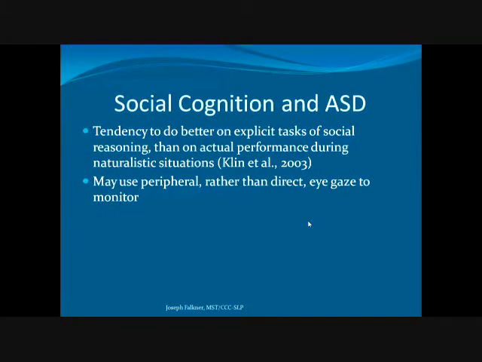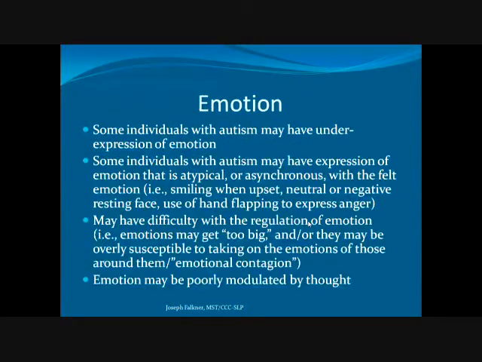And then there may be a preference for peripheral rather than direct eye gaze. And this can be very complex when we're trying to figure out, is somebody paying attention to what we're saying? And so we need to look for cues, and we need to actually check for comprehension to make sure that an individual is actually understanding what's being said.